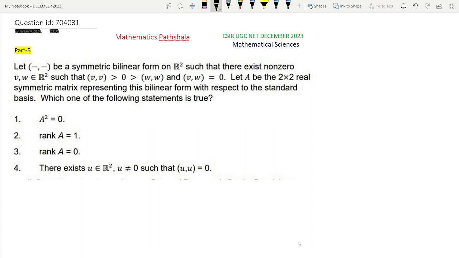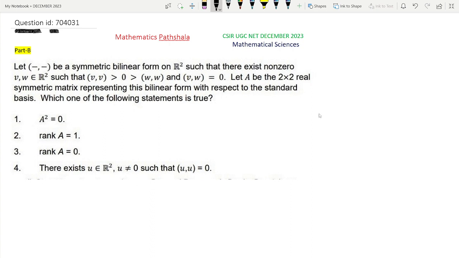Let this be a symmetric bilinear form on R2 such that there exist non-zero v, w belonging to R2 such that this(v,v) is greater than 0, greater than this(w,w), and this(v,w) equals 0. Let A be the 2 by 2 real symmetric matrix representing this bilinear form with respect to the standard basis. Which one of the following statements is true?